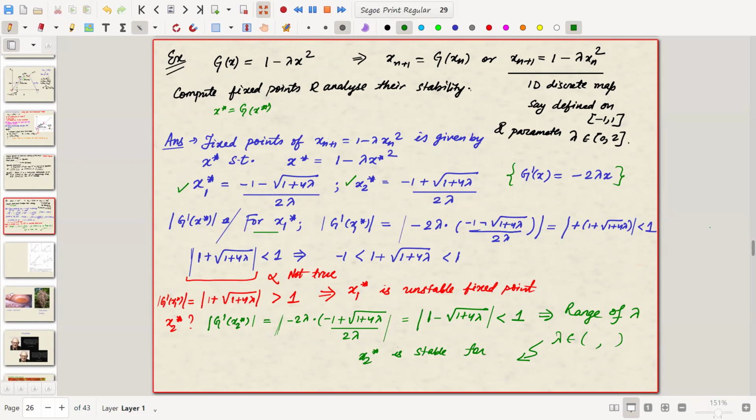Now you have to compute the stability of x2 star. Evaluate g prime at x2 star. So you got this inequality. Now this is possible because 1 minus a positive quantity can be less than 1. You have to find for what lambda this is true. Solve this inequality. This is your homework. Find what range lambda belongs to that satisfies this equation. And in that parameter range only, fixed point x2 star is stable. Outside this parameter range, it will be unstable.